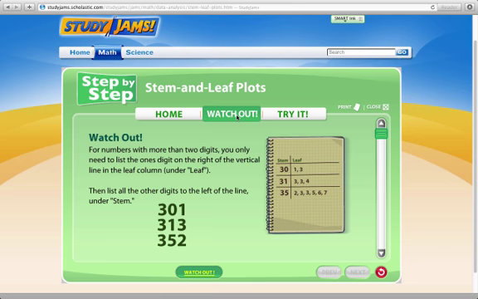Be careful when you try to use a stem and leaf plot for 3-digit numbers or higher. To do it right, list only the last digit, the number in the ones place, as your leaves. List all the other digits under stem.